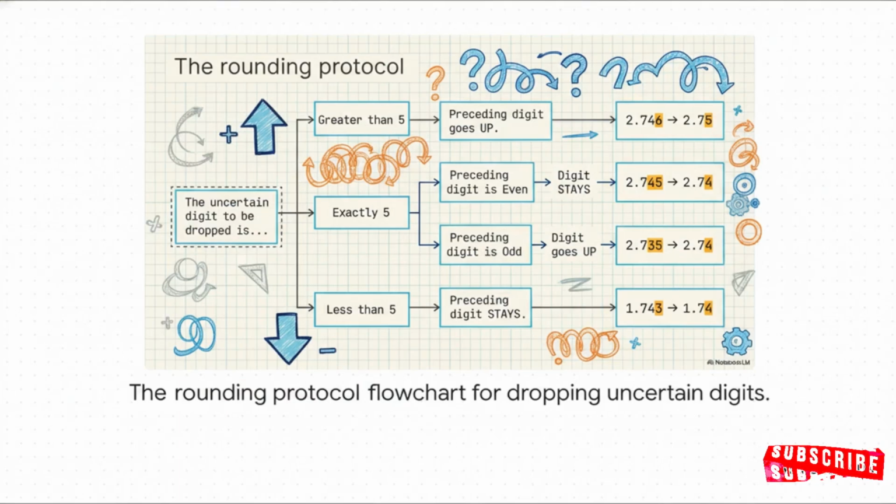And when we do the math and end up with way too many uncertain digits, we use this visual flowchart for rounding. Now, most of this is exactly what you learned back in grade school. Greater than 5 rounds up, less than 5 stays the same. But check out the middle track.